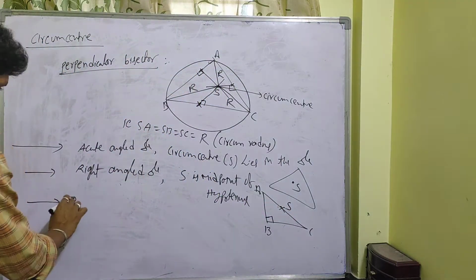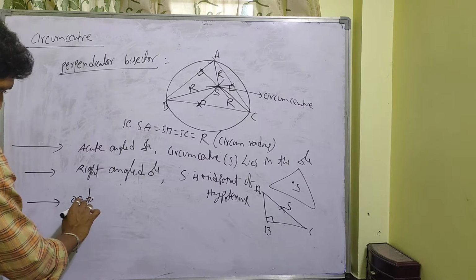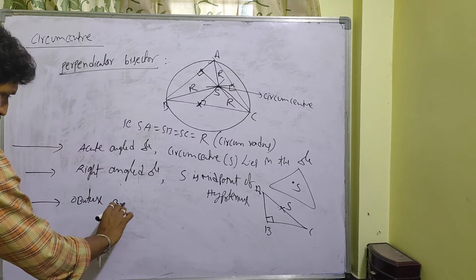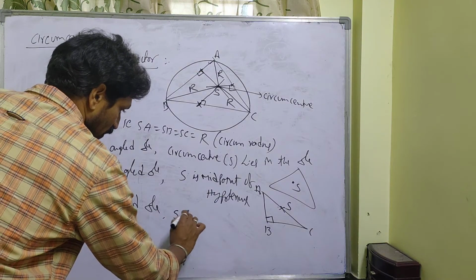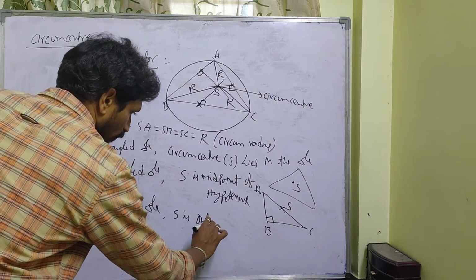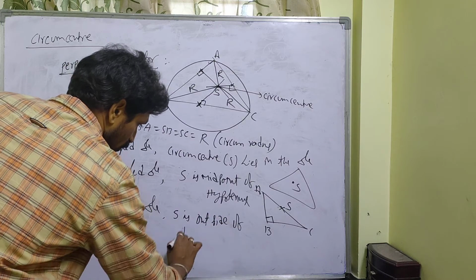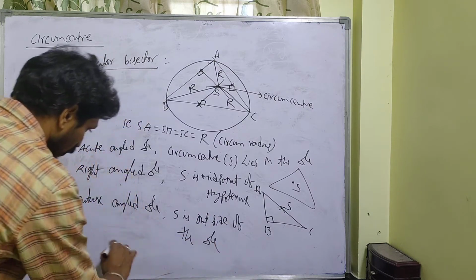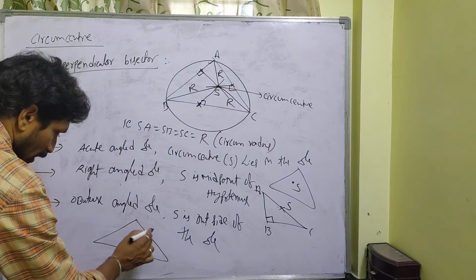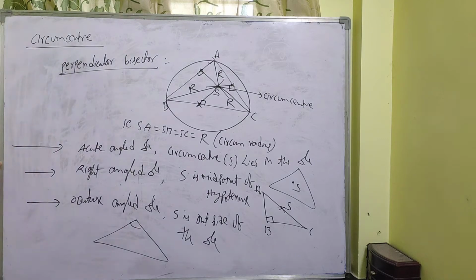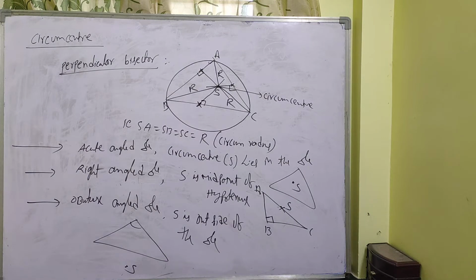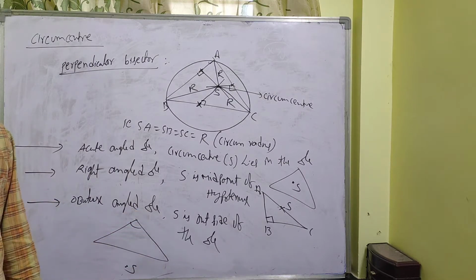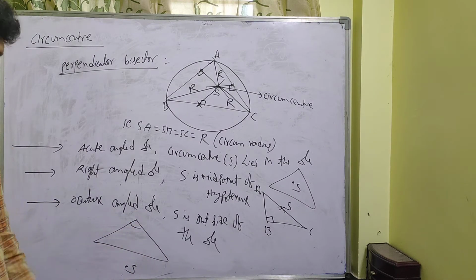If it is an obtuse angle triangle, then S is outside of the triangle. That means if it is an obtuse angle triangle, it is more than 90. So then S will be here, outside of the triangle. Whatever will be here or here or here, wherever. Okay.